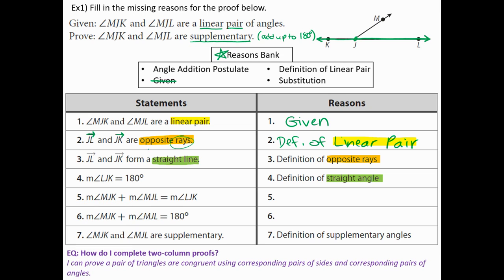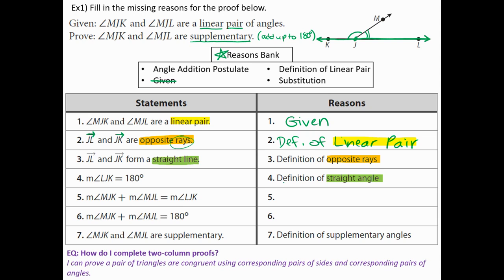Okay, so the next one was the measure of LJK, which is already highlighted on my picture in green. LJK is a straight angle, it's 180 degrees. So then we can say the measure of MJK, which I'm going to mark for us, MJK, it's right there, plus the measure of MJL. So MJL is this one right here. When I add those two up, I get the measure of the whole angle, which is the LJK.